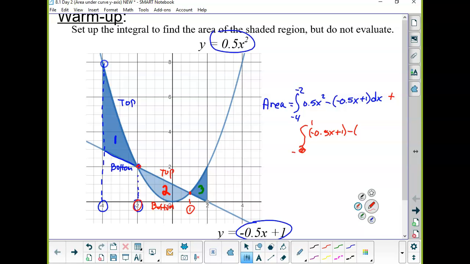Is that better? I'm going to blame it on my glasses that are fogging up. It's definitely not the case.